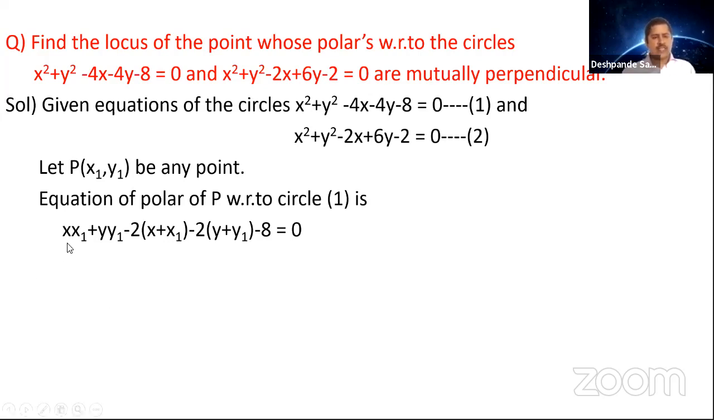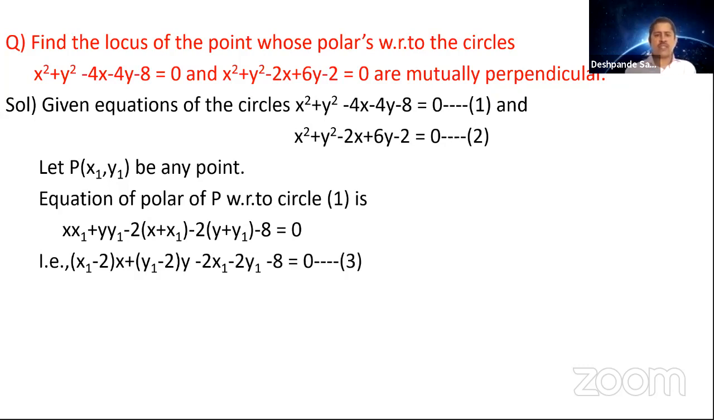x at the first place and x at the third place. So you get x(x1 - 2) and -2x. So you can take x common from these two. So you can write x(x1 - 2) + y(y1 - 2) - 2x1 - 2y1 - 8 = 0. This is equation number 3.